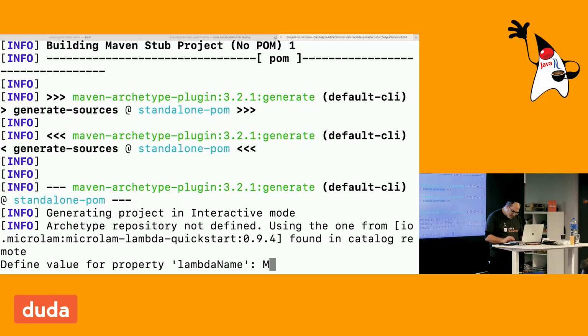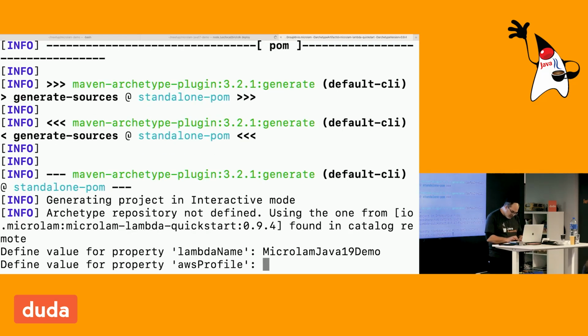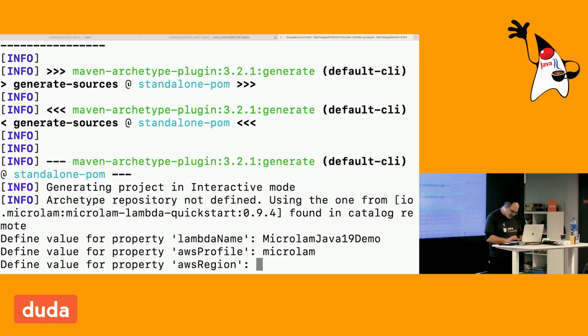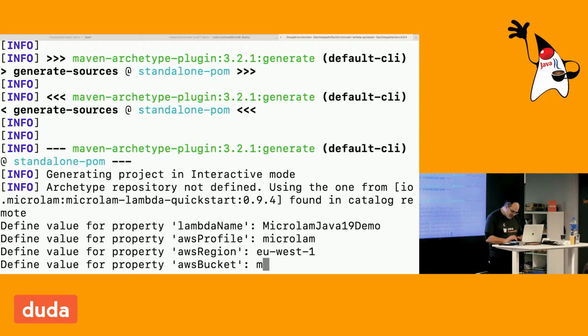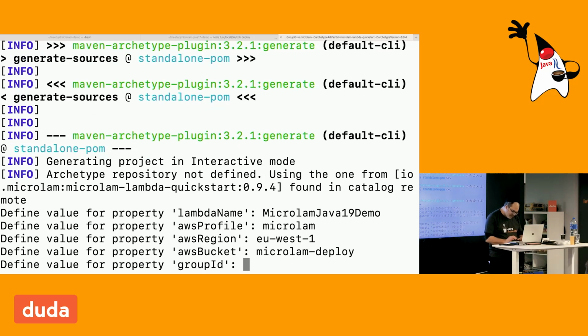So here, microlam Java 19 demo. Okay, profile, you know it now. Region the same. Okay, the bucket microlam deploy. Okay, the group ID.